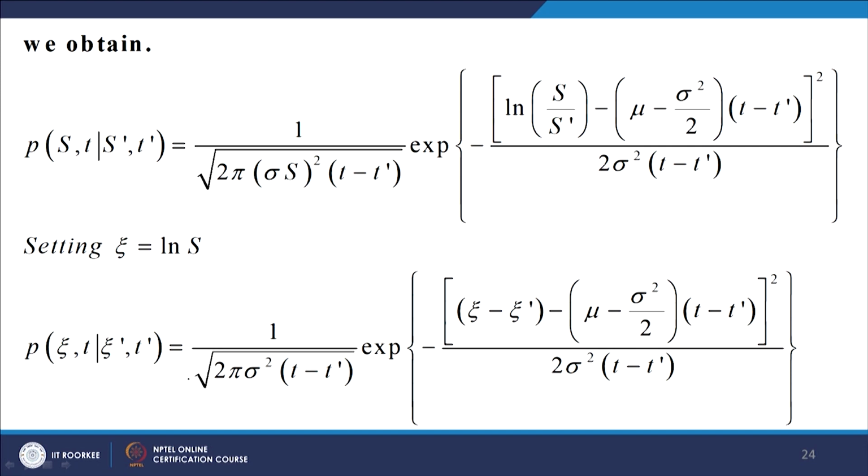Now, this is interesting. Another point, this is the log normal distribution, as I mentioned. P s t s dash t is the log normal distribution. What happens if you put xi equal to log s? You get the normal distribution PDF. Therefore, the log of s is normally distributed and s is log normally distributed. Thank you.